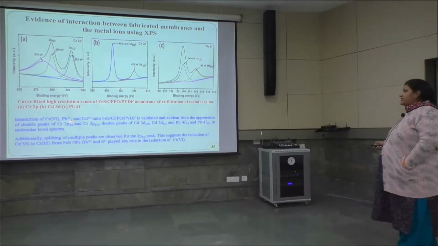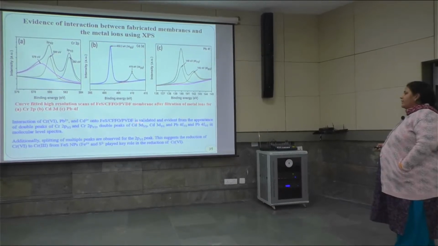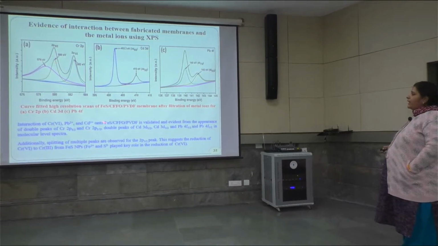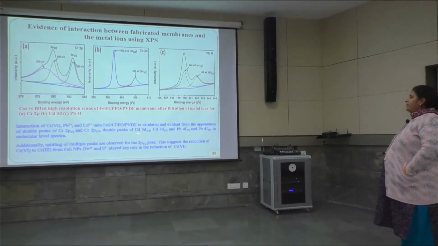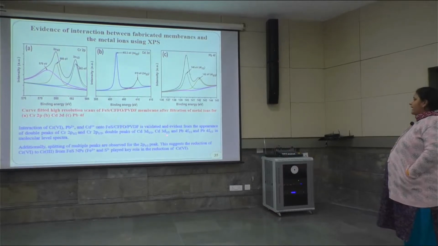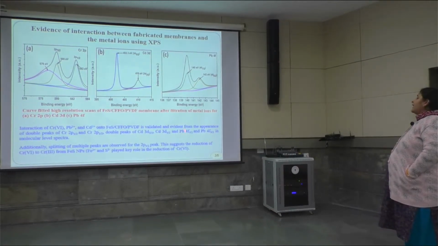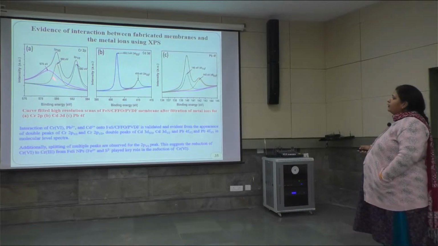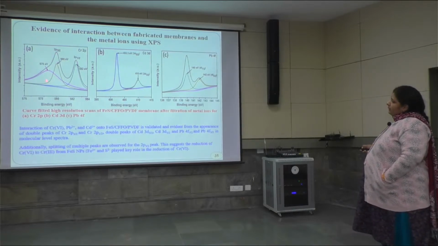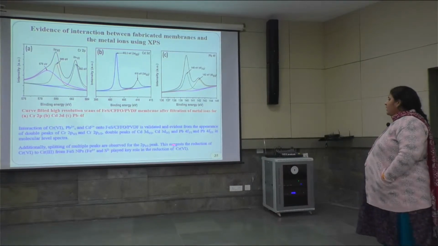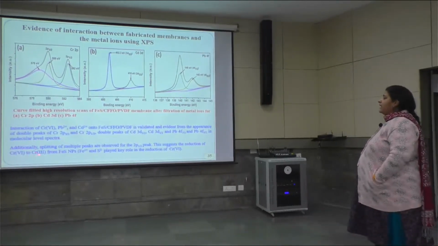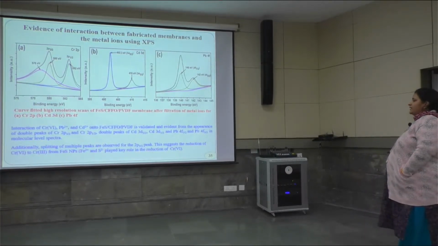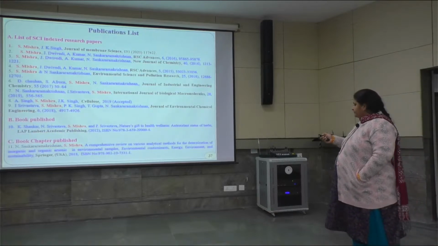So we can see here the interaction of chromium, lead, and cadmium onto FeS CoFe2O4 PVDF is validated and evident from the appearance of the double peak of chromium 2p 3/2 and chromium 2p 1/2, and the double peak of cadmium 3d 5/2 and cadmium 3d 3/2, and lead and so on. Additionally, splitting of multiple peaks is observed for the 2p 3/2. These two peaks are separated, which suggests the reduction of chromium 6 to chromium 3 by the FeS nanoparticles; Fe2+ and S2- play a key role in the reduction of hexavalent chromium.